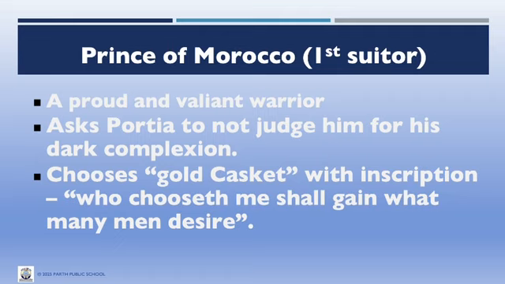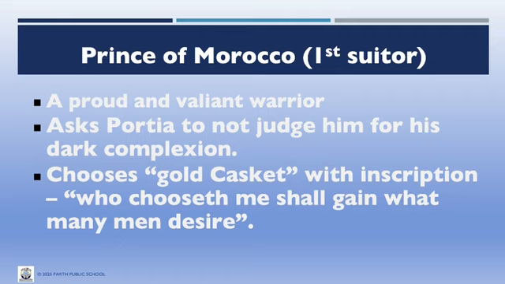Now, here's scene 1, where the first suitor, the Prince of Morocco, enters the scene. He's a very proud and valiant warrior. The one thing he cared about, and was scared that people would judge him for, was his dark complexion. So the very first thing he asked Lady Portia was not to judge him for his dark complexion, something that people are very proud of about him.